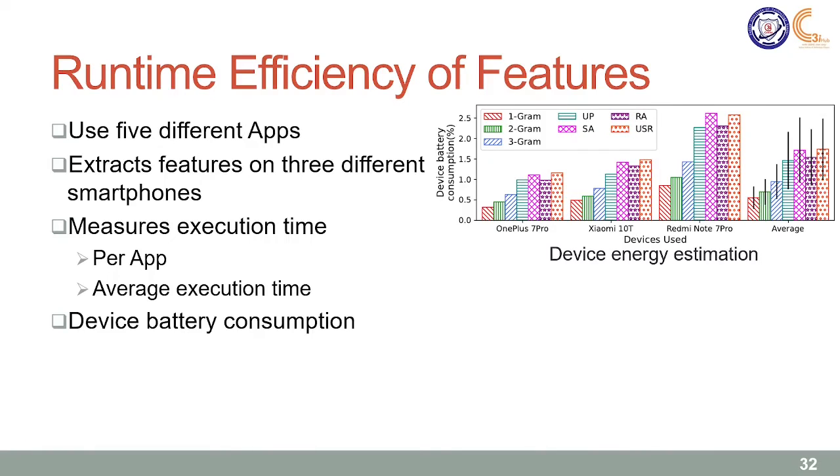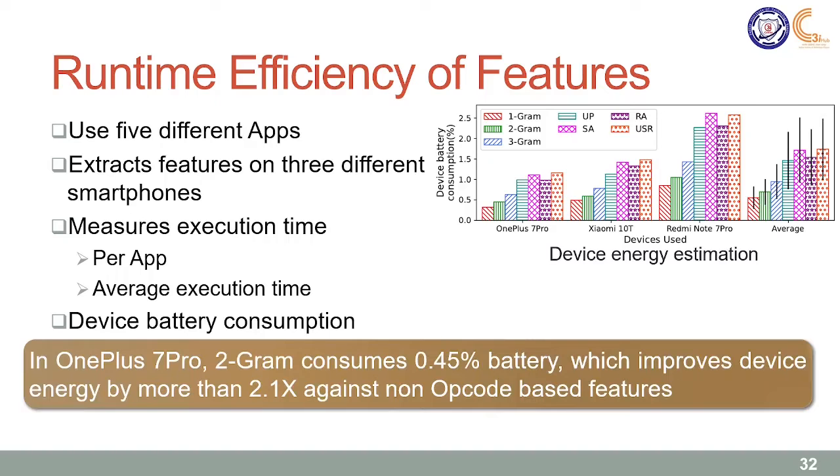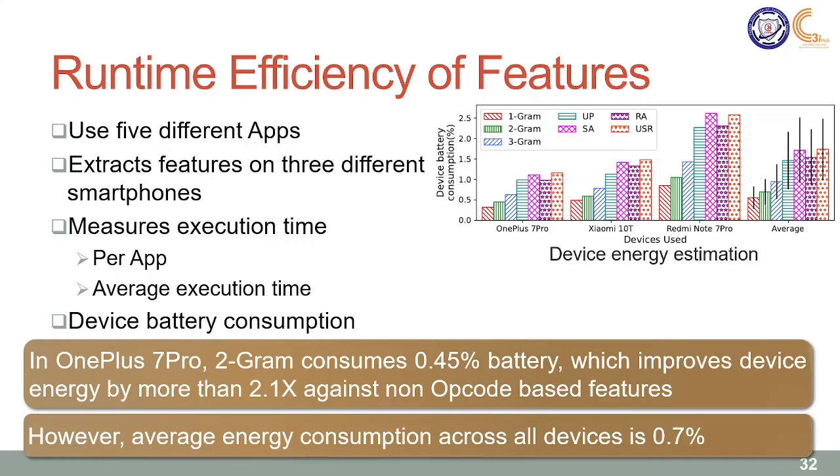When we measure device battery consumption, 2-gram consumes 0.45% battery on the OnePlus 7 Pro, which improves device energy by more than 2.1x compared to non-opcode based features. However, the average energy consumption across all devices for 2-gram is 0.7%. This battery consumption is obtained by analyzing 50 apps.